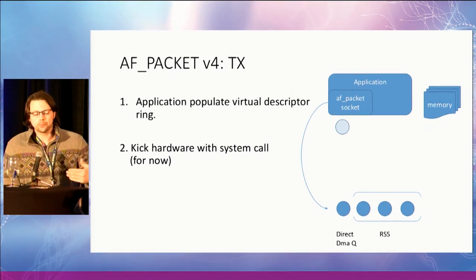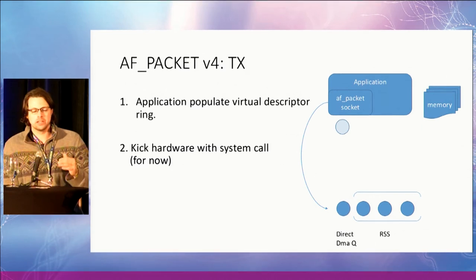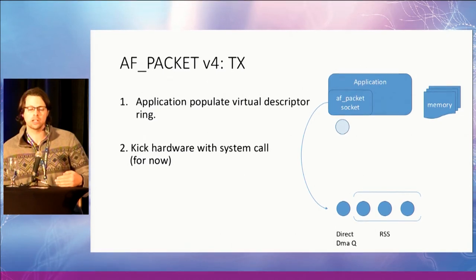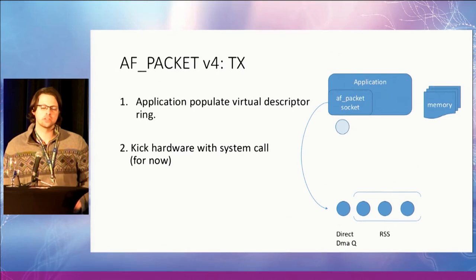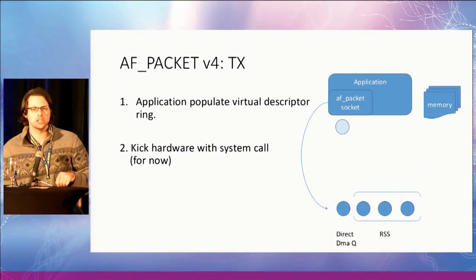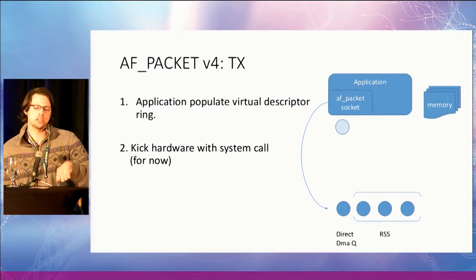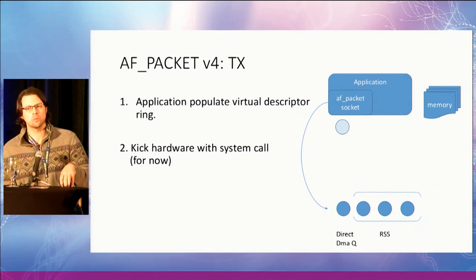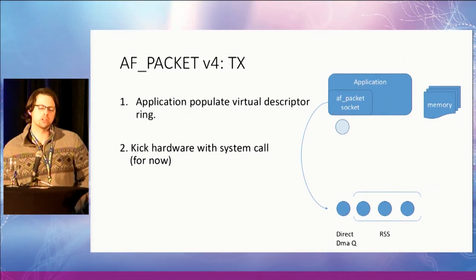So right now we debate exactly what this kick looks like. It could be a system call. It could be something like the always-on busy poll logic that we talked about this morning, something along those lines to kick it. And this is the rough sketch of how we're doing zero copy into user space for Rx and TX in a hardware agnostic way while trying to limit the overhead that we incur from this.